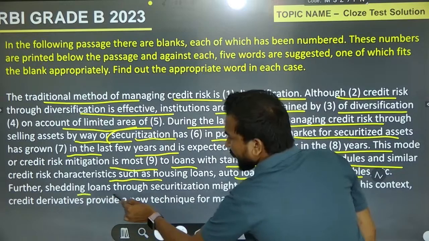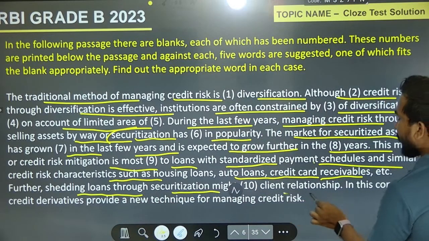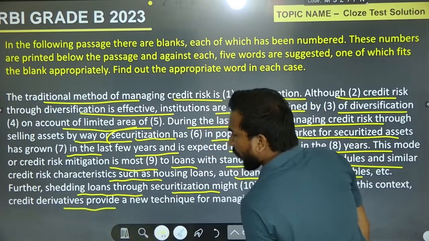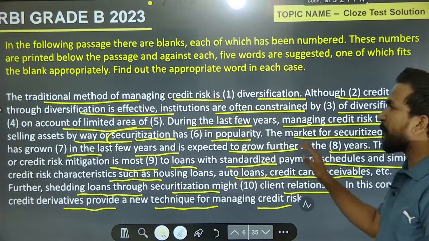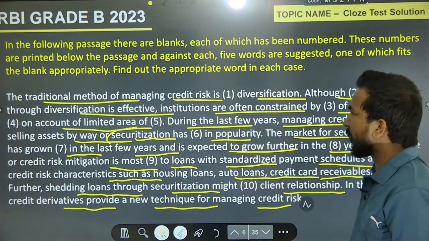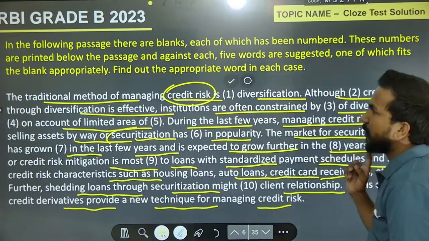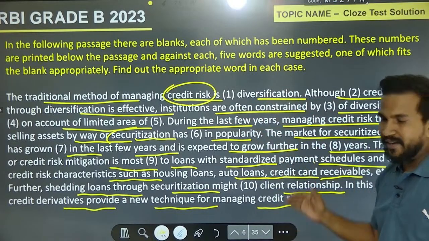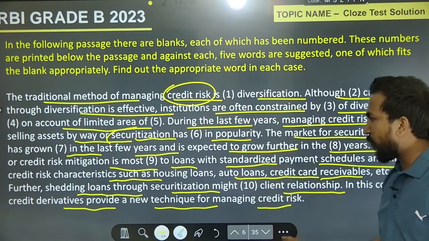Further, shedding loans through securitization might blank client relationship. In this context, credit derivatives provide a new technique for managing credit risk. What is the theme of this particular cloze? We have talked about credit risk in this passage. What type of credit risk do we have and how can we overcome it?